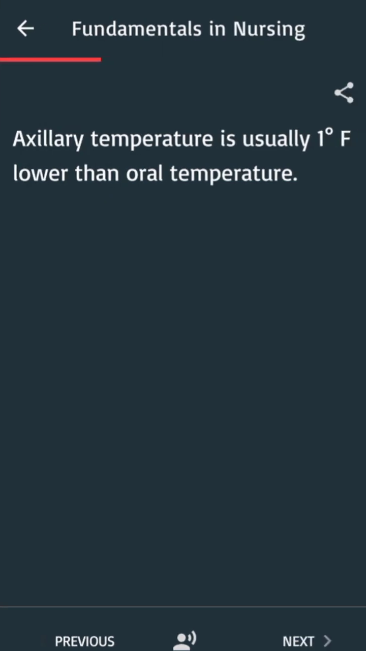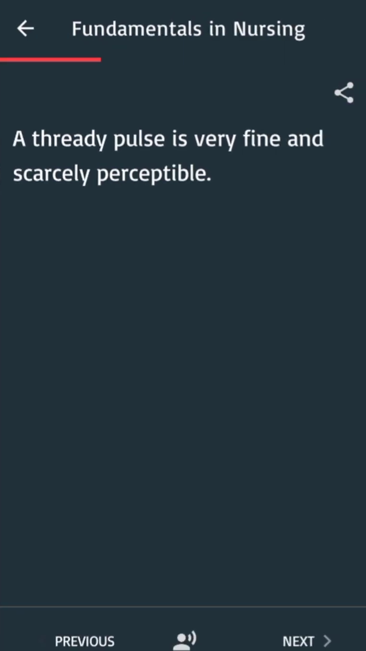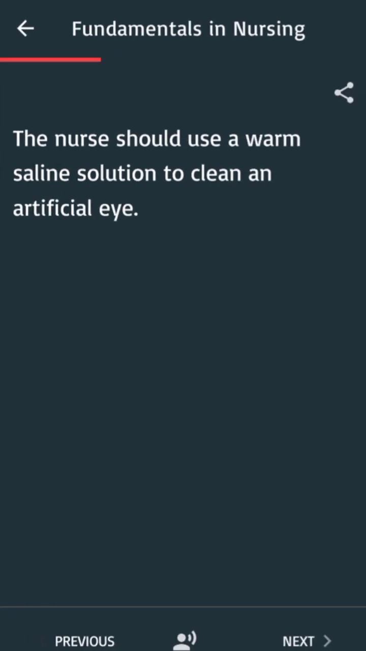Axillary temperature is usually 1 degree Fahrenheit lower than oral temperature. A thready pulse is very fine and scarcely perceptible. The nurse should use a warm saline solution to clean an artificial eye.